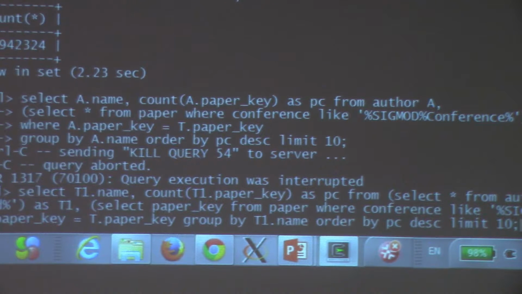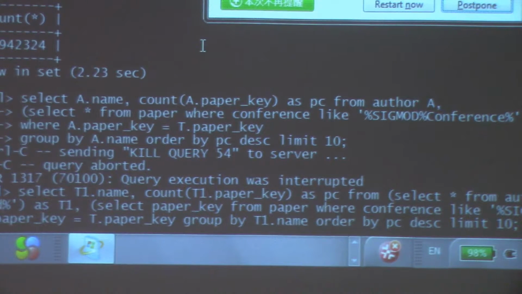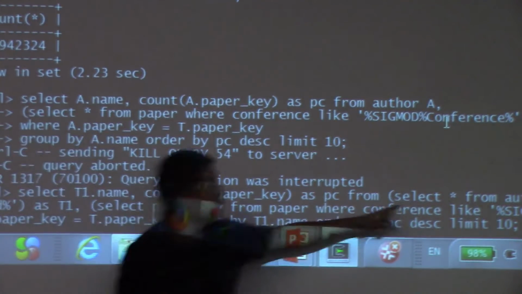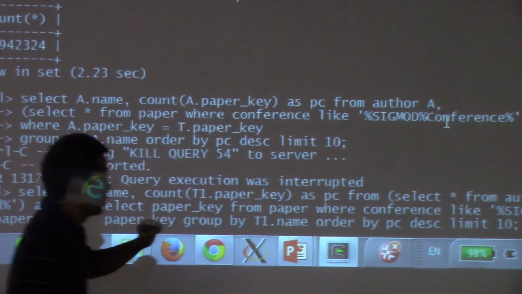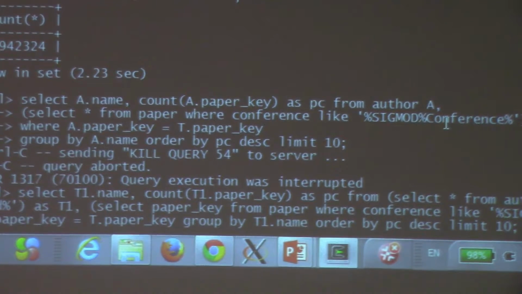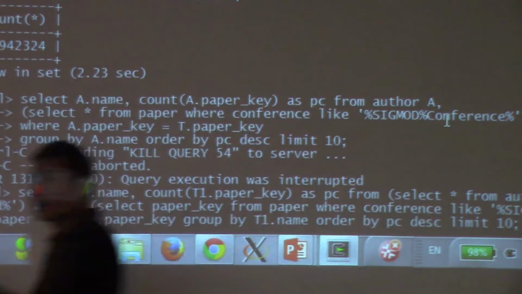Do you follow me? Do you need to do T1 dot paper key in your first nested query? Let's start from author where T1 dot paper key. Oh, no, you don't have to. Because if you think about this, paper key is still part of author. Oh, okay. T1 is to denote the output of this.